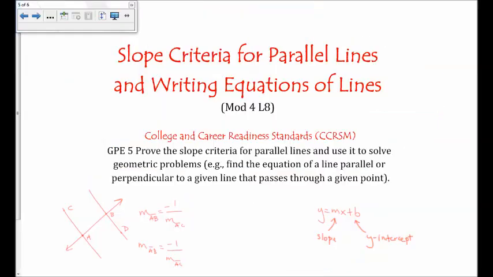And that's it. This video is about the slope criteria for parallel lines. If the lines are parallel, they have the exact same slope. And we did some practice with writing equations of lines.